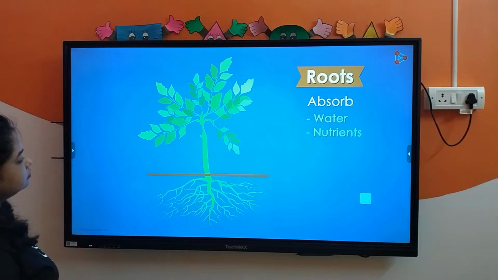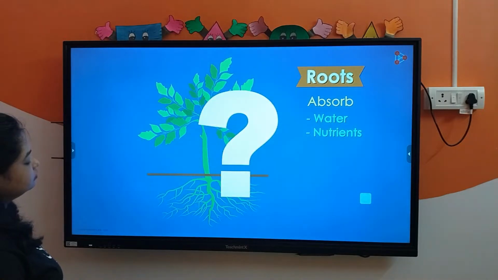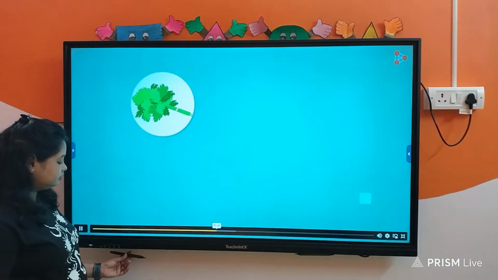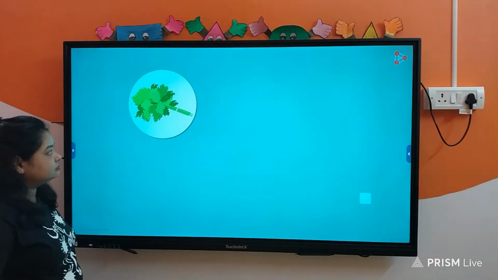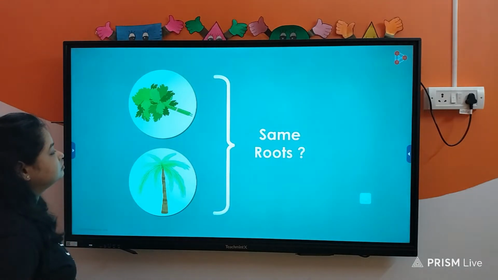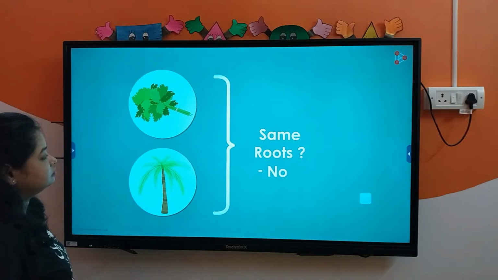If roots serve a similar function in any plant, then do all plants have exactly the same roots? Just think for a moment. Will the smaller parsley plant used in food garnishing and a huge palm tree have the same type of roots? Needless to say, they won't have the same type of roots.